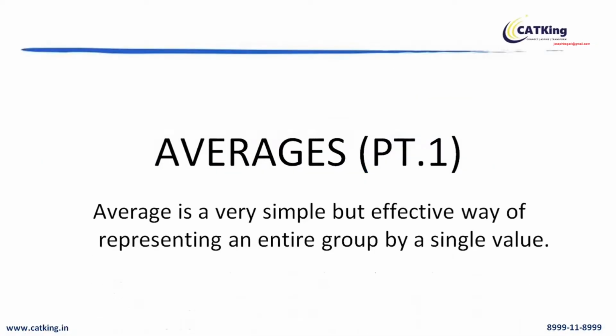Averages part 1. Average is the basic definition that you all studied in the 3rd and the 4th standard. Average is a fairly simple and effective way of representing an entire group by a simple value. Okay, so what do you mean by this? Average is something that represents the entire class, or the entire population of the quantities that are given to you. Out of 10 quantities, you have to select one quantity which represents the entire population. That quantity is the average. Alright? And I guess this is a very easy, simple topic, because you have all studied this in the 3rd and the 4th standard.